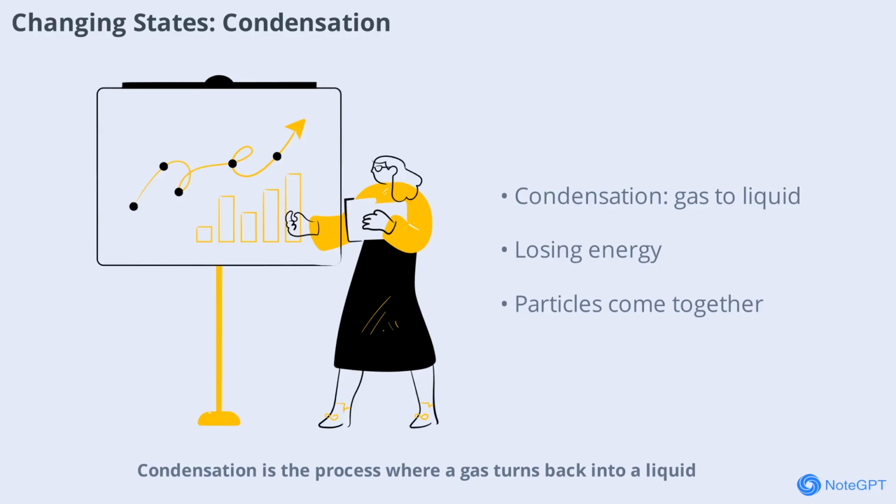Condensation is the process where a gas turns back into a liquid. This happens when gas loses energy and the particles come closer together. You can see condensation when water droplets form on a cold glass or when clouds form in the sky.